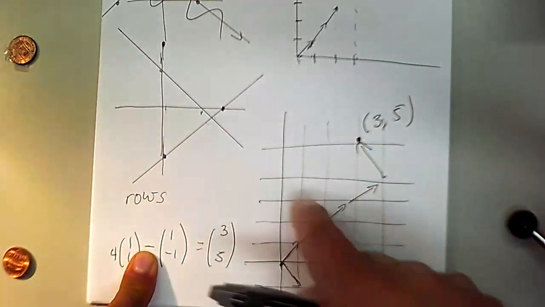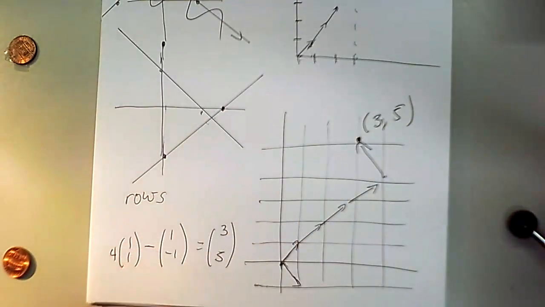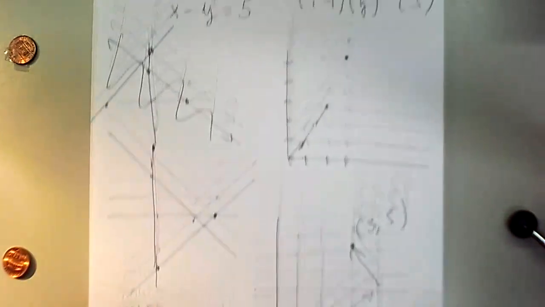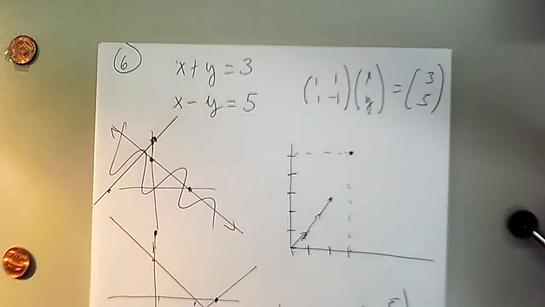Notice that those two pictures are different. They're not the same kind of picture. There are different interpretations for the same system of equations. So there are two interpretations for systems of equations.